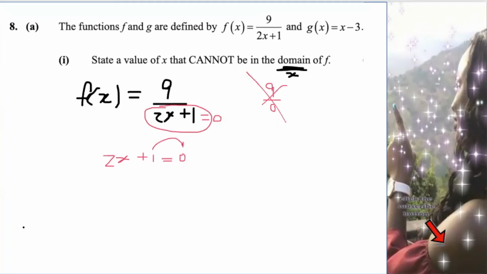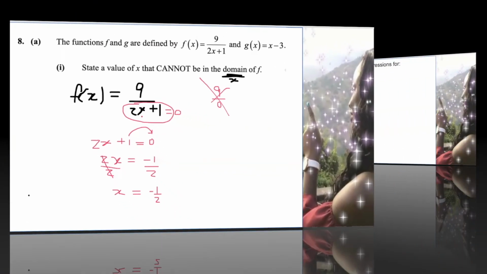So I'll carry the 1 over the equal sign, so I will get a negative 1. So I have 2x equals minus 1. Then I divide both sides by 2. This cancels, so x is equal to negative a half. So the value for which the domain is not defined, it cannot work, is when x equals negative a half.